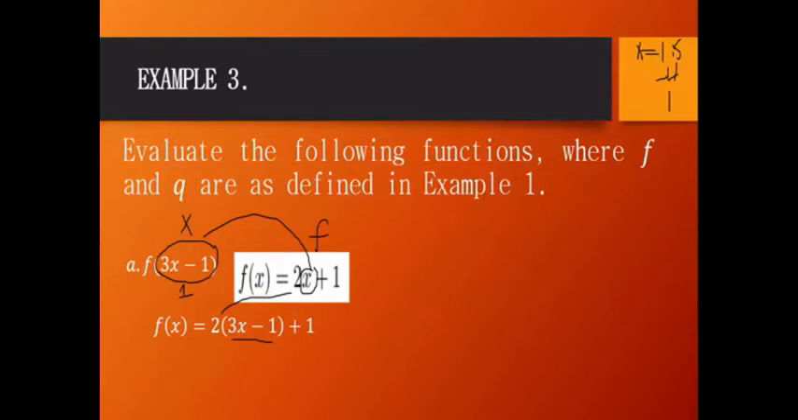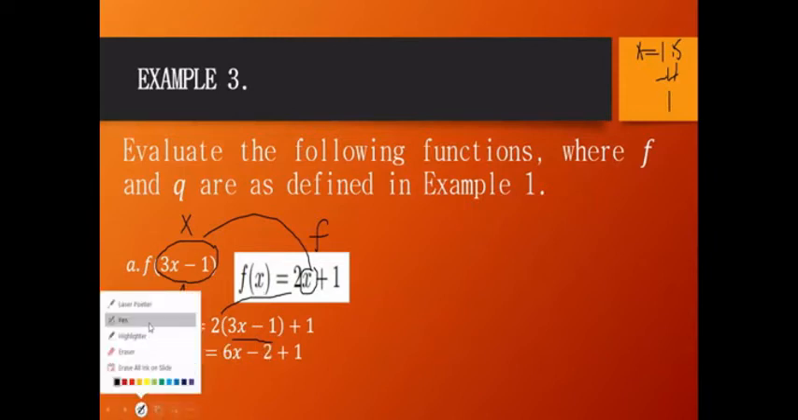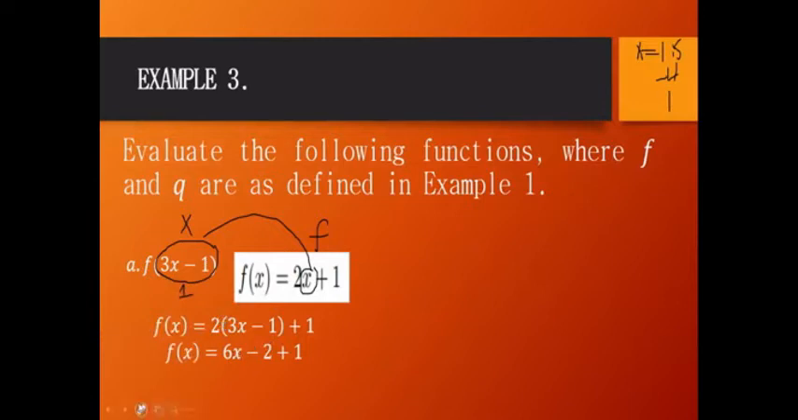Okay? And please take note, when you are substituting, yung x lang yung pinapalitan natin ng value. The rest of the elements, kokopyahin natin. Okay? Simplify. By distributive property, yan, 2 times 3x, that is 6x. And then 2 times negative 1, that is negative 2. Copy positive 1.